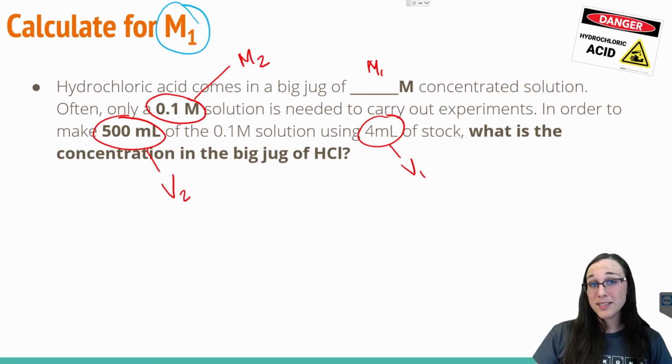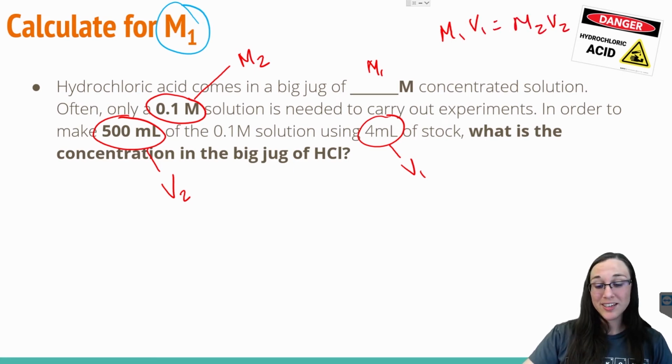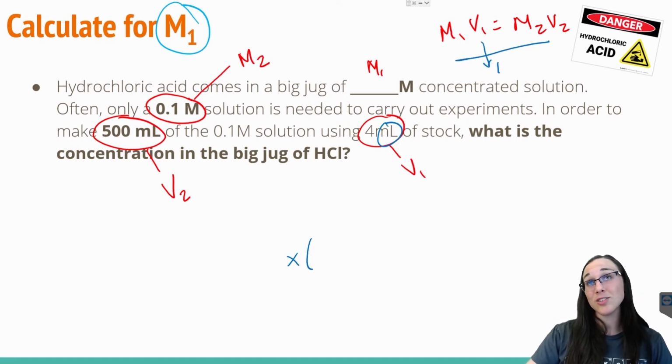Now that we know all the pieces, we can simply plug into our equation of M1V1 equals M2V2. M1 here is like our X value, what we're solving for. And that's multiplied by our value of V1. Now this is in milliliters, and this equation calls to use volumes in liters. So we have to move back the decimal 3 times to convert milli to liter. In this case, that would then be 0.004 liters of the stock is used in our V1.